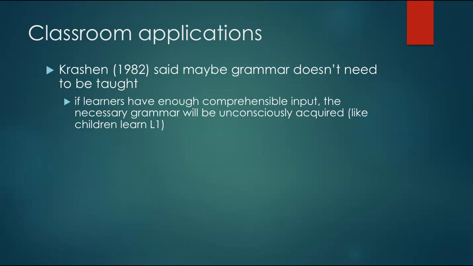So parents don't sit their toddlers down and explain to them that we put an -ed ending on verbs that are in the simple past tense. We don't explain that to our kids. They just hear enough examples of verbs with -ed endings referring to things that happened in the past, and they unconsciously acquire an understanding of that rule. And then they start to use it. No one explains it. They just have enough of this input that it is a rule that becomes acquired and used. And Krashen said that L2 learners should be able to do the exact same thing without being explicitly taught.